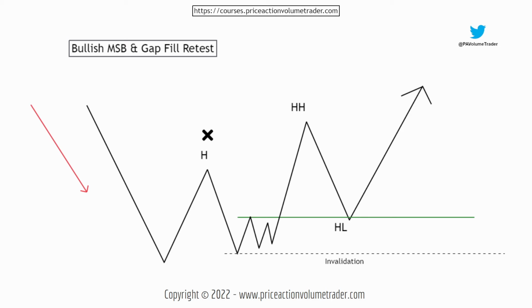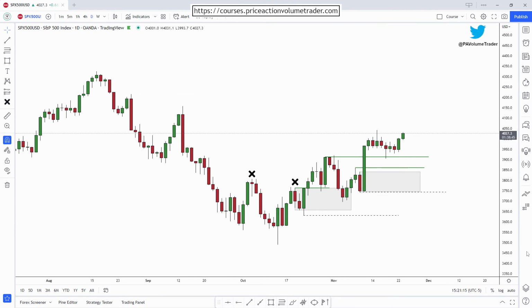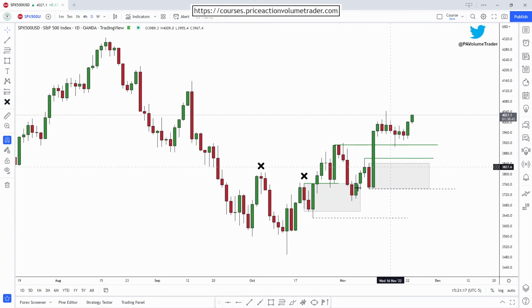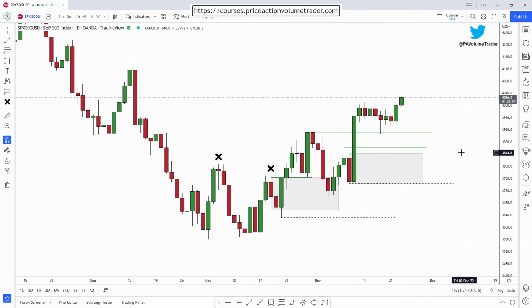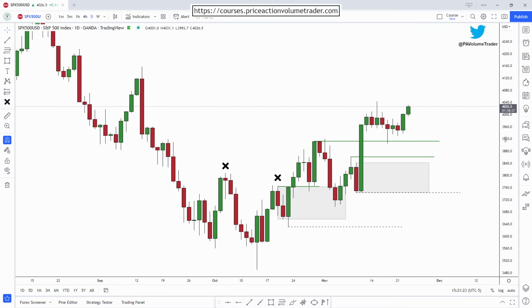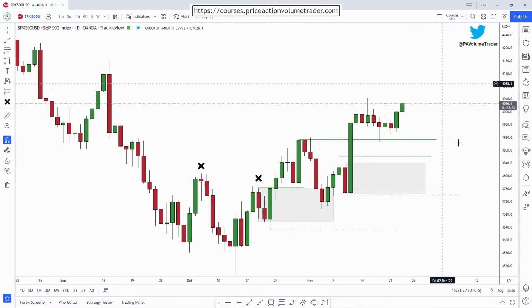Okay, so that's pretty much the principles in theory. And now let's just go quickly into charts just to see some examples. I don't want to make this video too long. Here we have the S&P 500 daily chart, and we've had a really nice example here that's been going on in the last few days.